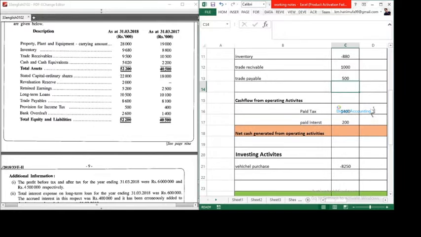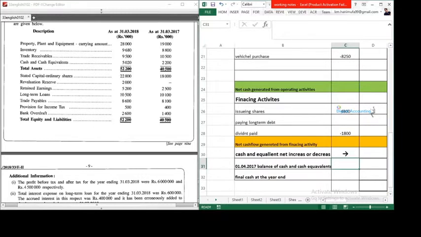So here we have done almost the trade payables. Profit tax we have done, right? Bank OD, the bank OD 2000 minus 1400, so 800. It's actually a positive value of 800 in 2017, the cash and cash equivalent. We can go for the adjustments.